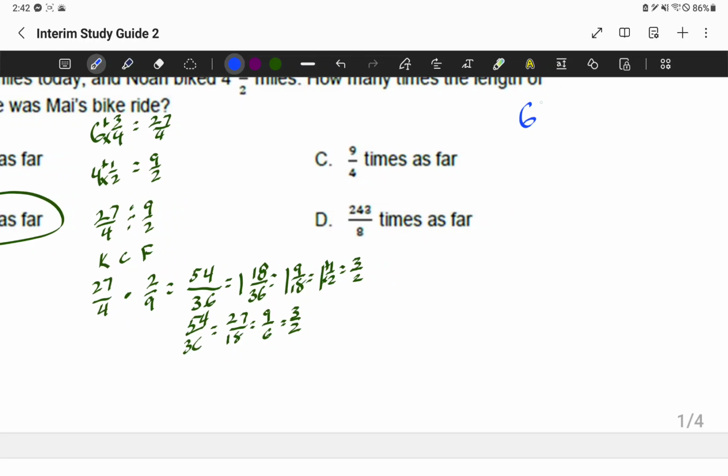Now, the other way that you could have done it. Well, we have 6 3/4. And we could have subtracted 4 1/2. Well, we need a common denominator. Well, 2 and 4 both go into 4. So 6 3/4 minus 4 2/4.